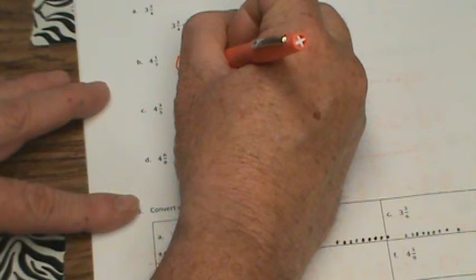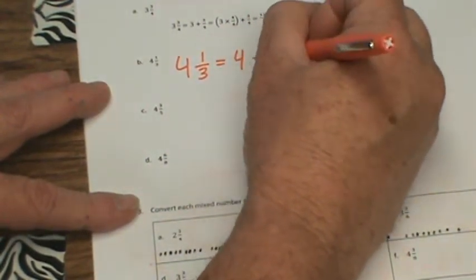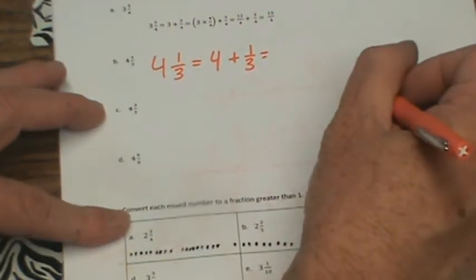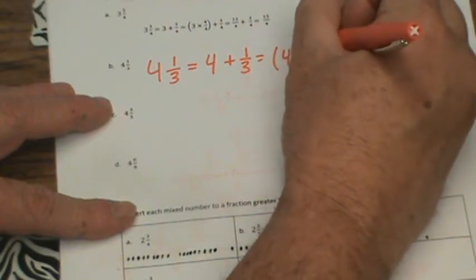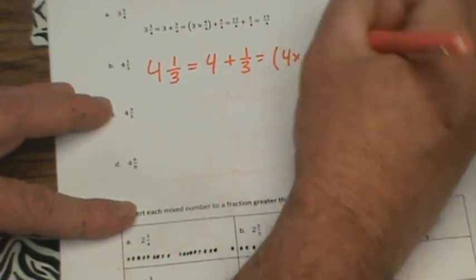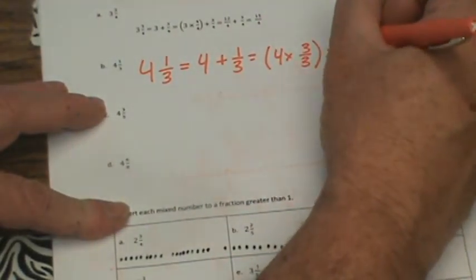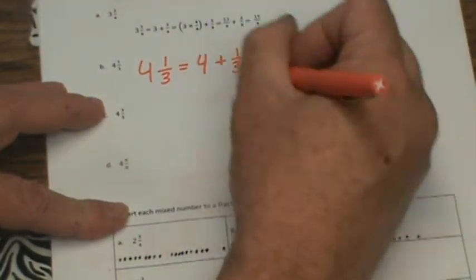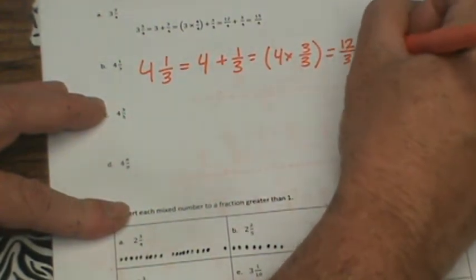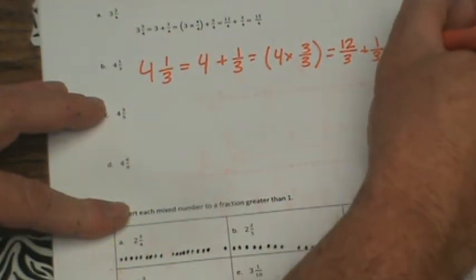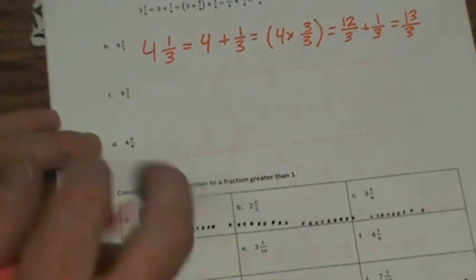4 and 1/3. It equals 4 plus 1/3. That equals 4 times 3/3, which equals 4 times 3 is 12. And the 3 in the denominator will remain the same. Plus 1/3 equals 13/3. Whew. That's kind of confusing, but we're going to get this.